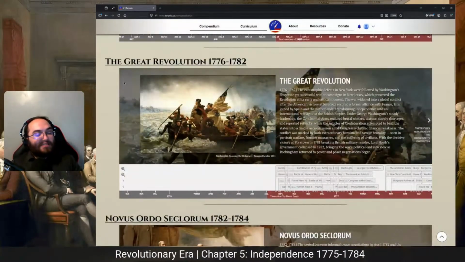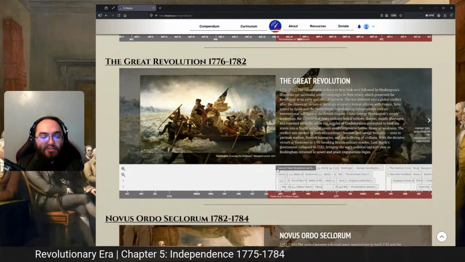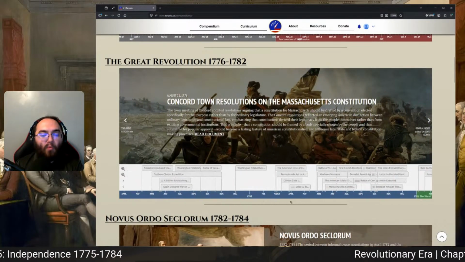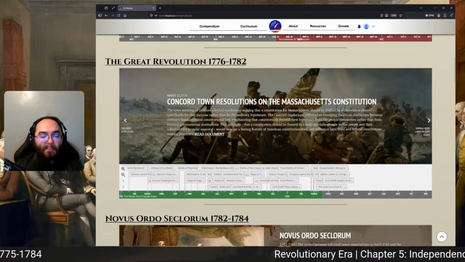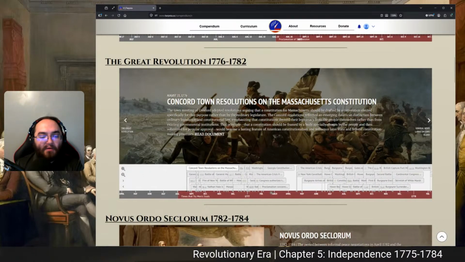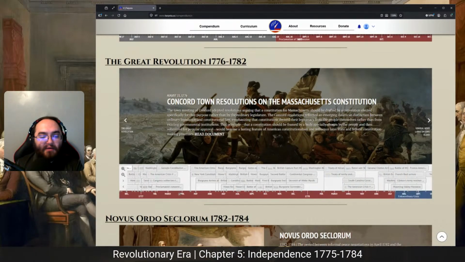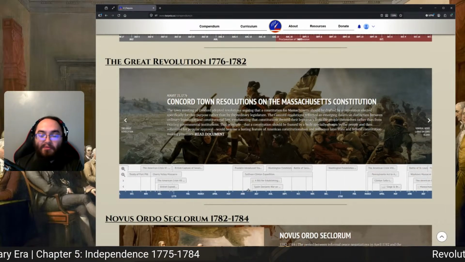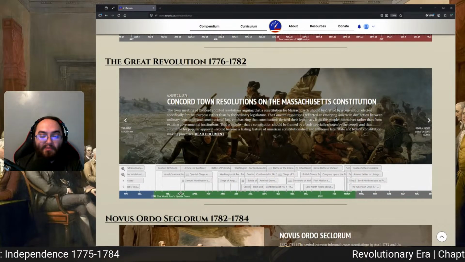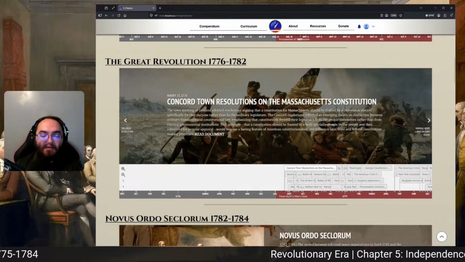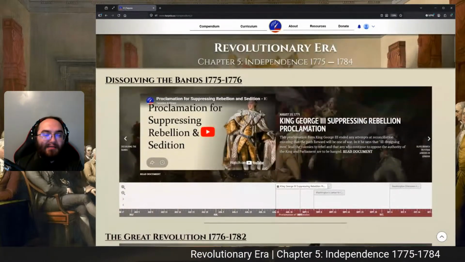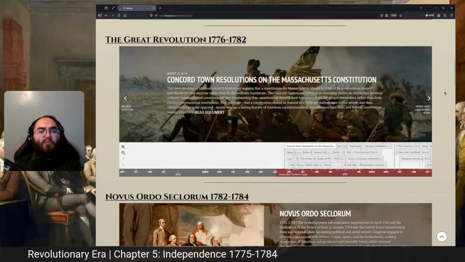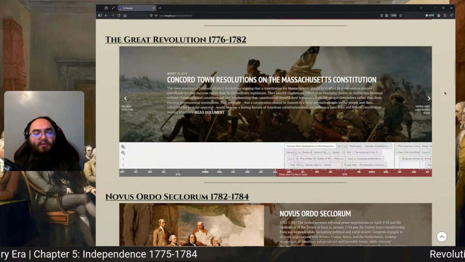Now we go to the second section of this chapter, which covers the bulk of the actual war for independence. And as you can see, this covers pretty much all of the battles and a lot of the political developments throughout the war. So this is much longer and much more detailed than this section up here. And so we begin with Concord Town Resolutions on the Massachusetts Constitution.